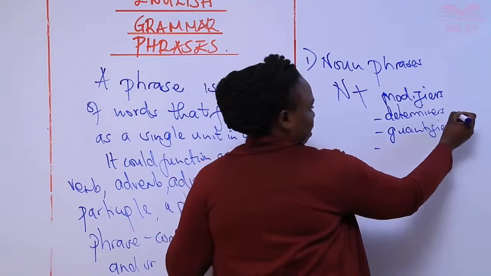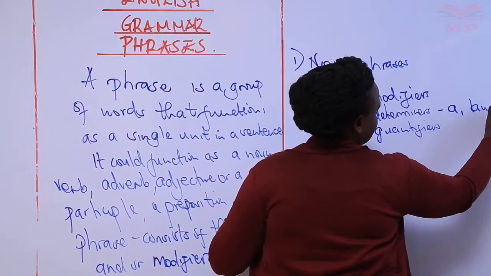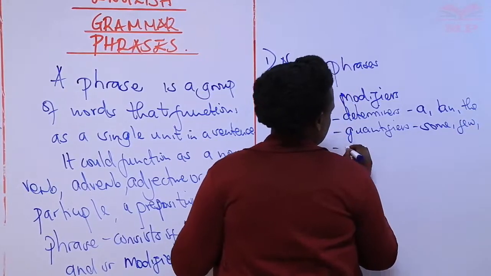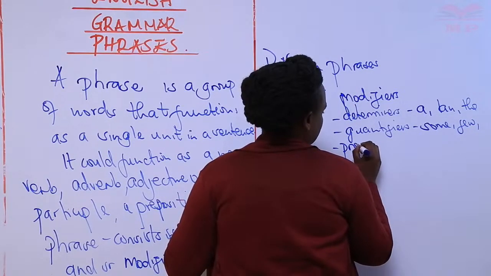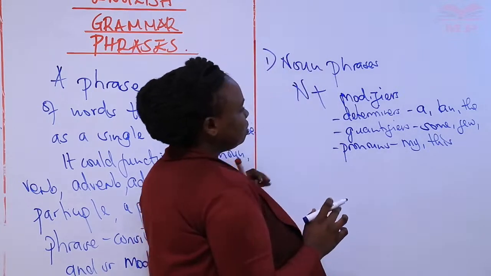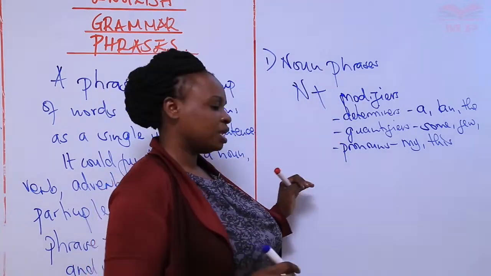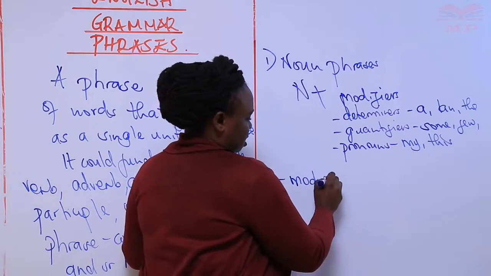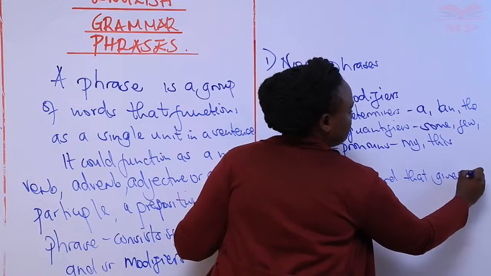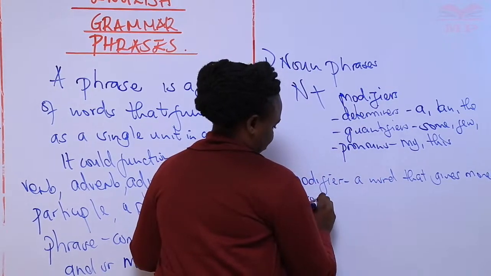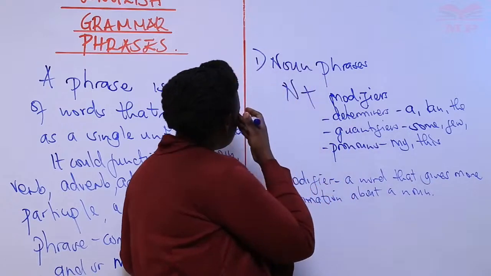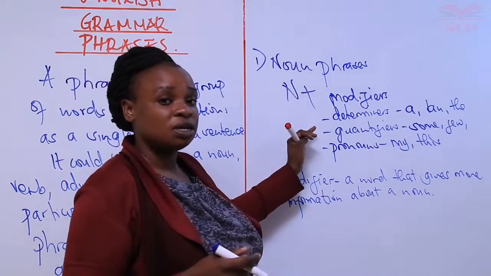Let me give you examples of determiners. We have a, an, the. Quantifiers could be some, few. Pronouns, e.g. my, this. Those ones are modifiers of what? The noun. What do we mean by a modifier? It is a word that describes a noun. A modifier is a word that gives more information about a noun.